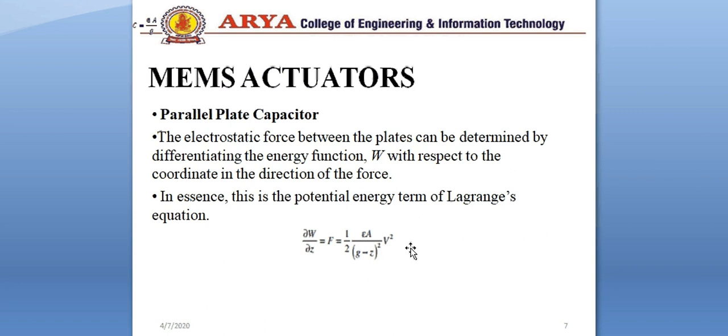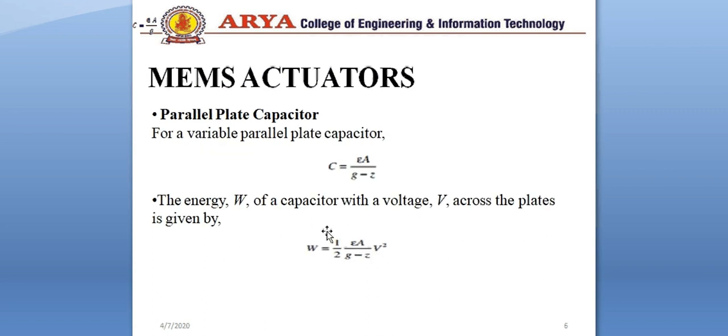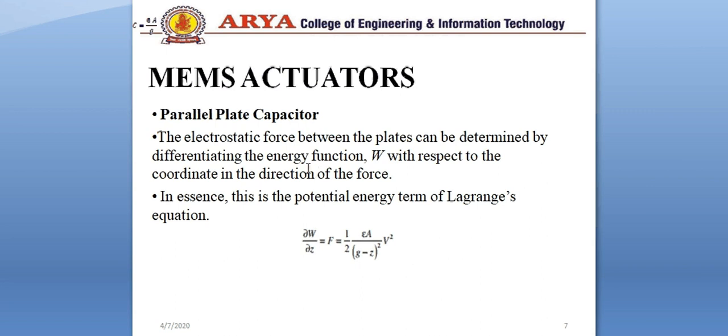Next, if we talk about the potential energy, an electrostatic force also acts on the plate. So this is an important parameter. On differentiating this energy, we can produce the electrostatic force F. On differentiating the energy dW with respect to the gap dz, the electrostatic force F is defined, and it can be half epsilon A over (G minus Z) squared times V squared.